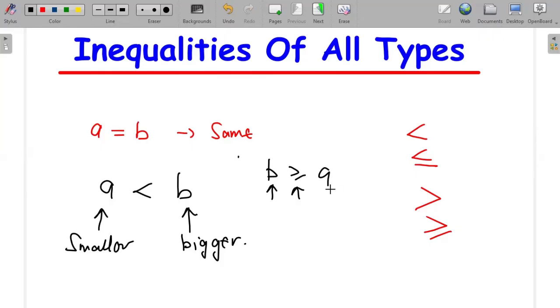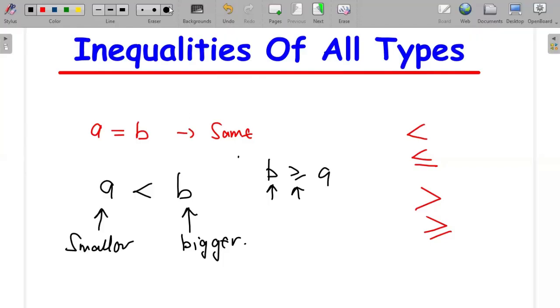So the inequalities will just be telling the relative sizes of what you have on the left and what you have on the right. So in short, they will show you what is bigger. Is it the left hand side which is bigger? Is it the right hand side which is bigger? That's what they will do.